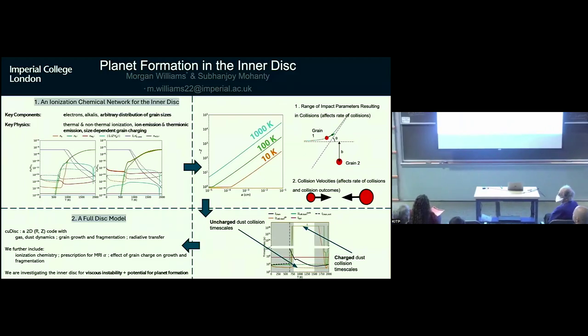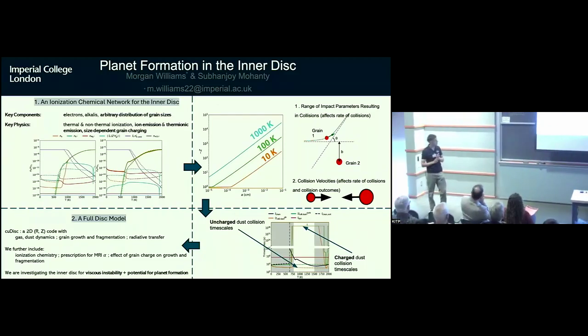Hi, I'm Morgan Williams. I'm a PhD student at Imperial College London. I'm working with Subbu Mohanty. My poster's divided in two parts, one leading into the other. To talk you through the first part, we've worked on an ionization chemical network for the inner disk. And we've built upon previous works that have included some of the components and some of the physics.